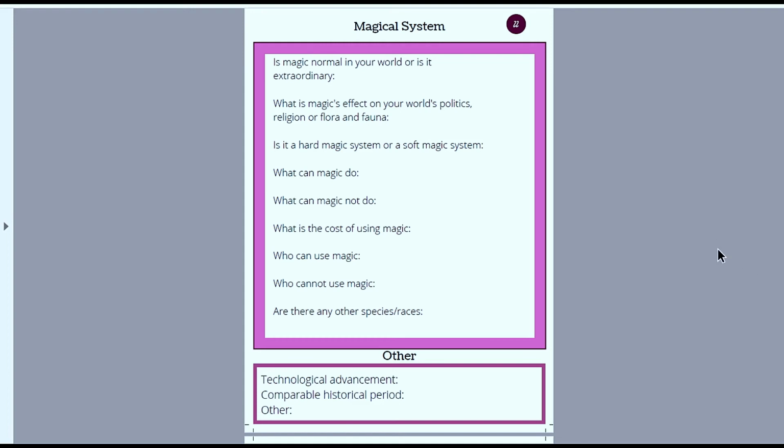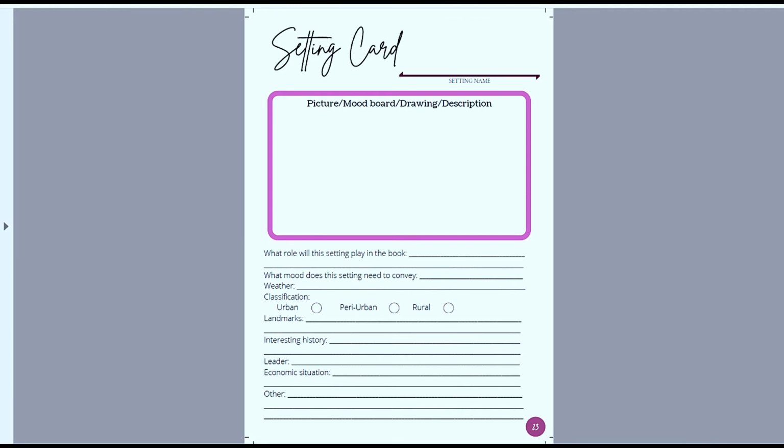And then just a few other things, technological advancement, and then a comparable historical period, and whatever else you feel like putting in there. I know it seems small on this screen, but each of these pages is a full A4 page, and you can even print it out on a bigger piece of paper if you'd like, so there's quite a lot of space to fill in these things.